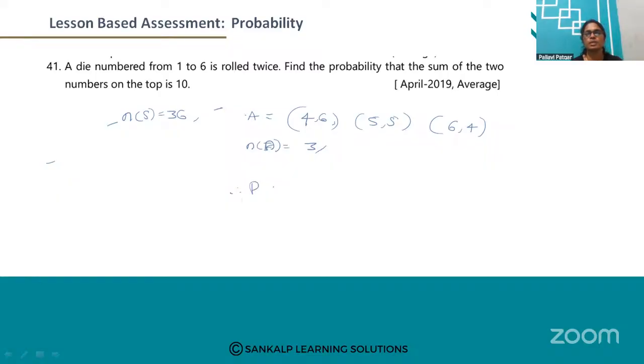P of A is equal to the number of favorable outcomes divided by the total number of possible outcomes. So this is equal to 1 by 12. Therefore, the probability that the sum of the two numbers on the top is 10 is 1 by 12.